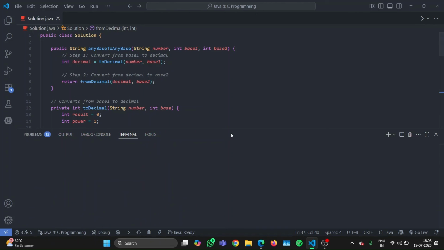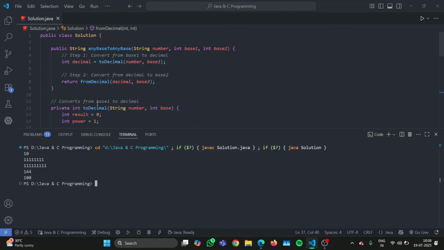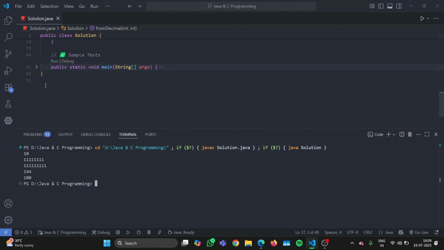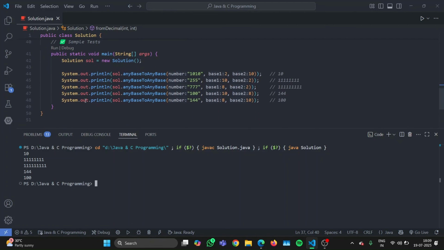So now let me run the code and check if it is running correctly and passing all the test cases. Here you can see, let me match it with the expected output in the problem. Here all the outputs are matching, as you can see over here. All the outputs are matching. So that's it for this video.